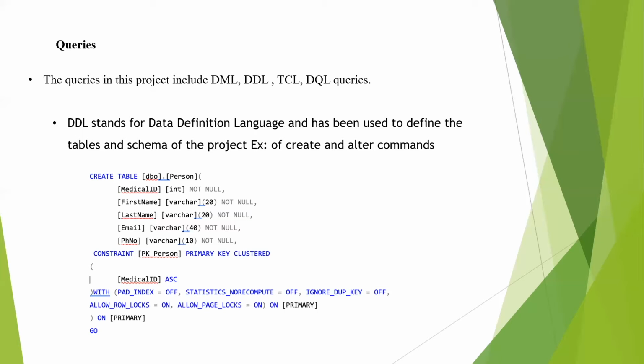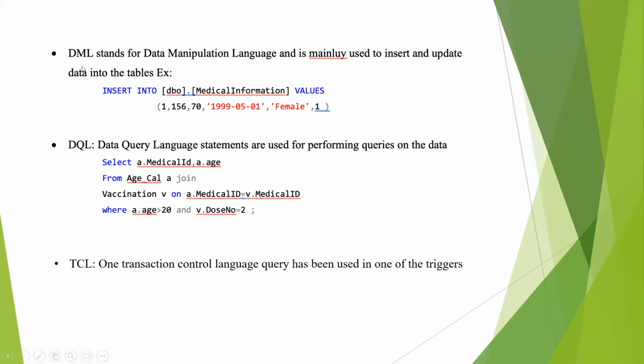Coming to the queries. The queries in this project include DML, DDL, TCL, and DQL queries. DDL stands for data definition language, and it has been used to define the tables and schema of the project. For example, I've created the person table using data definition language queries. DML stands for data manipulation language, and it is mainly used to insert and update data into the tables. For example, here I've inserted data into the medical information table as follows.